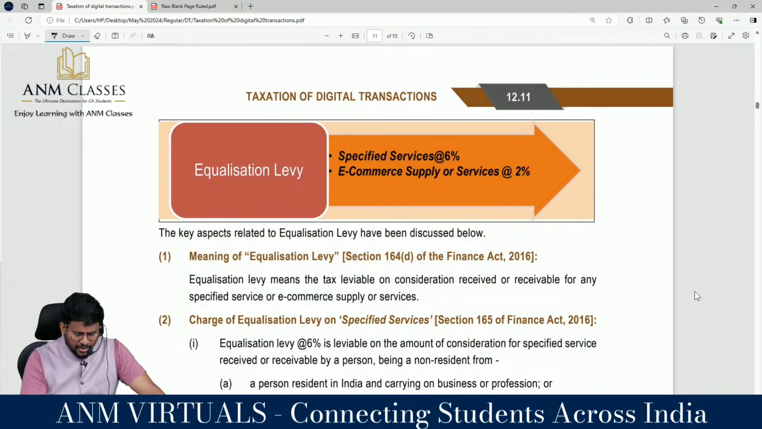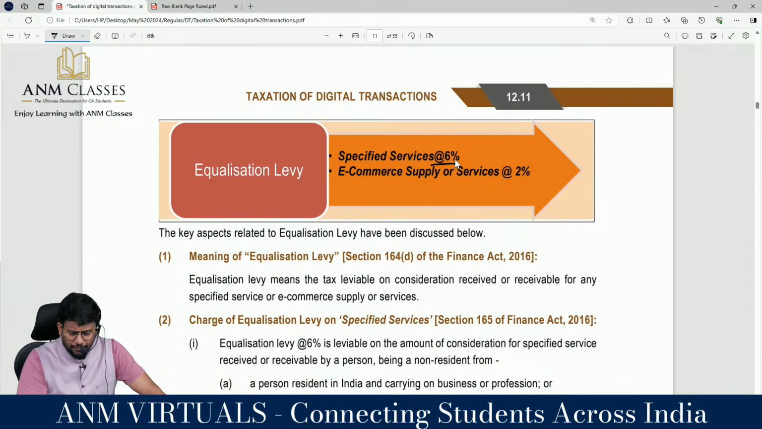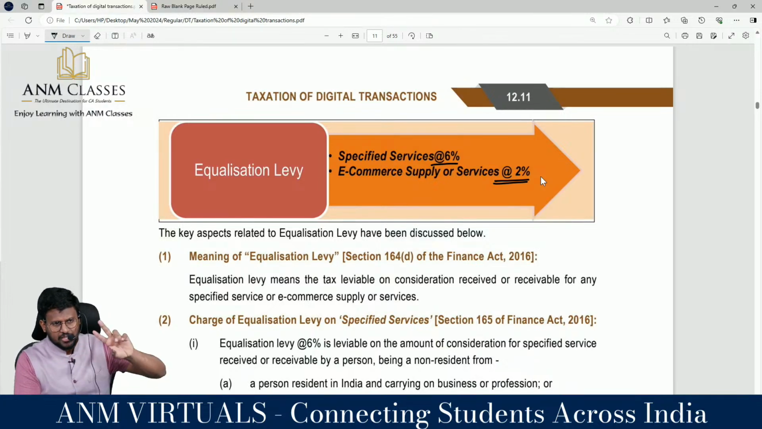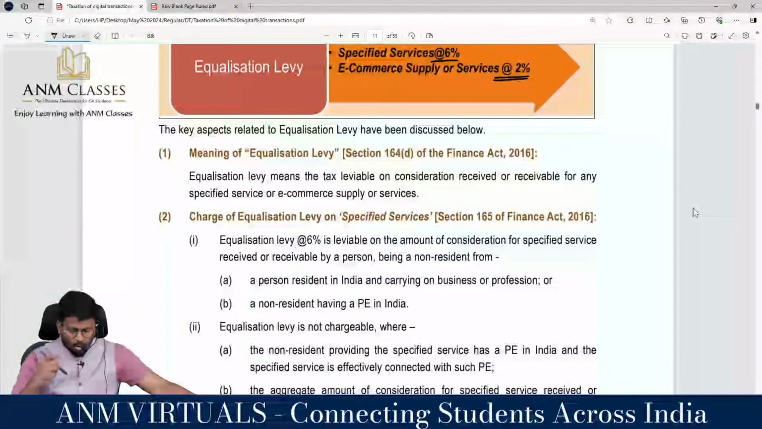Equalization levy is applicable for specified services at the rate of 6%, and e-commerce supply or services at the rate of 2%. So, for two transactions, equalization levy will be applicable. I'll be talking more about this.